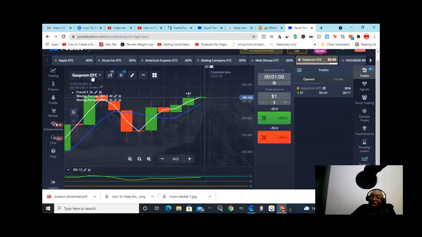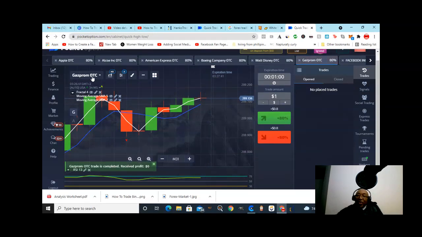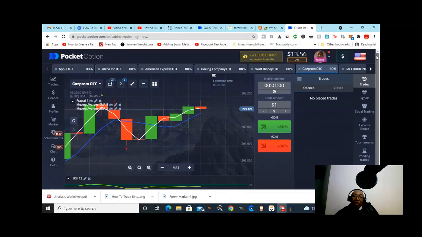It's changed direction, so I think we're gonna lose this one. For some minute there, it looked like we were winning. Yeah, we lost it, and now it's gonna go up. So we lost $6. Let's see if we can find another setup.